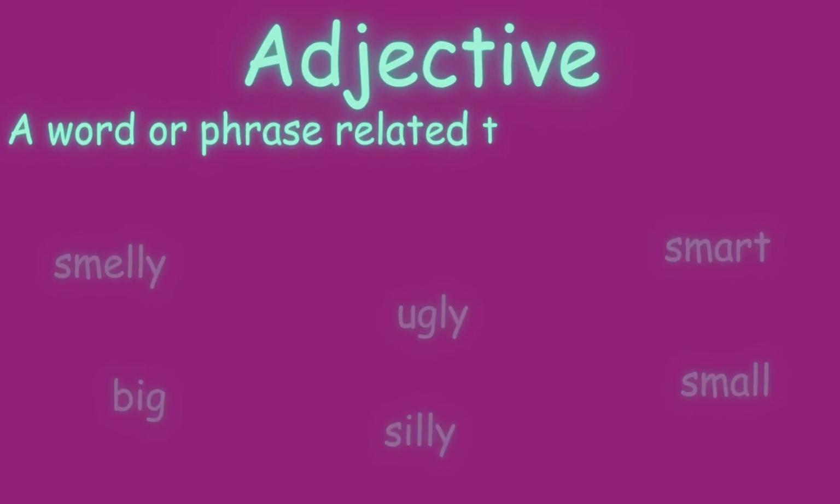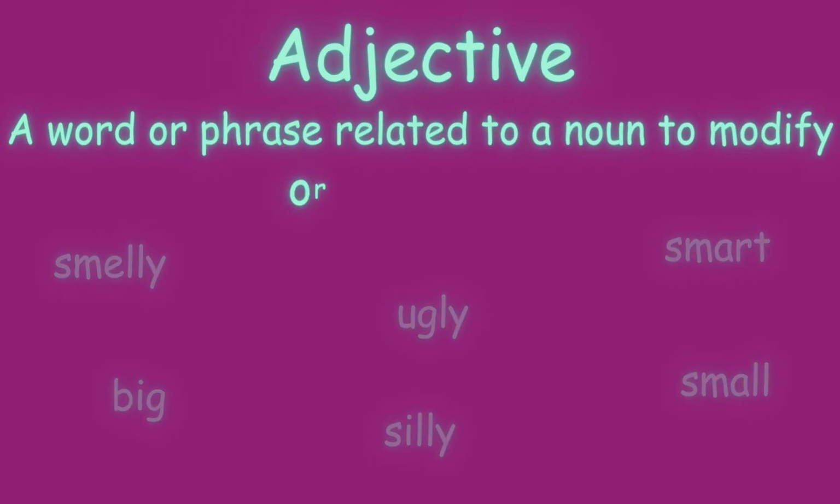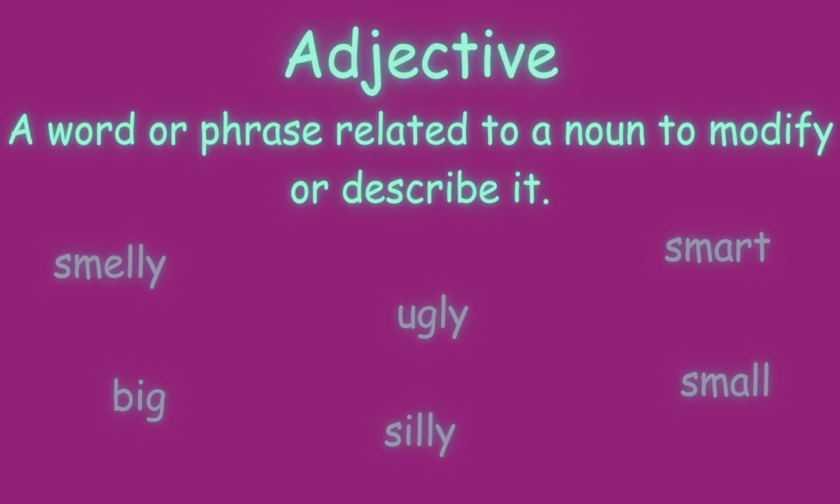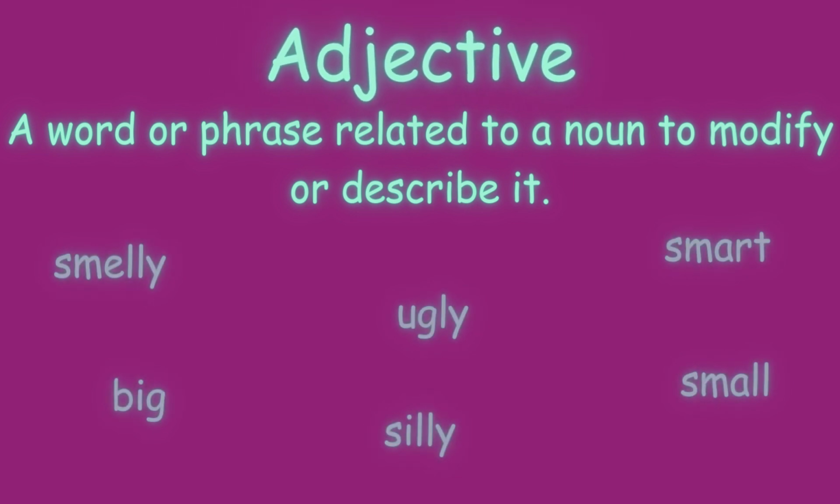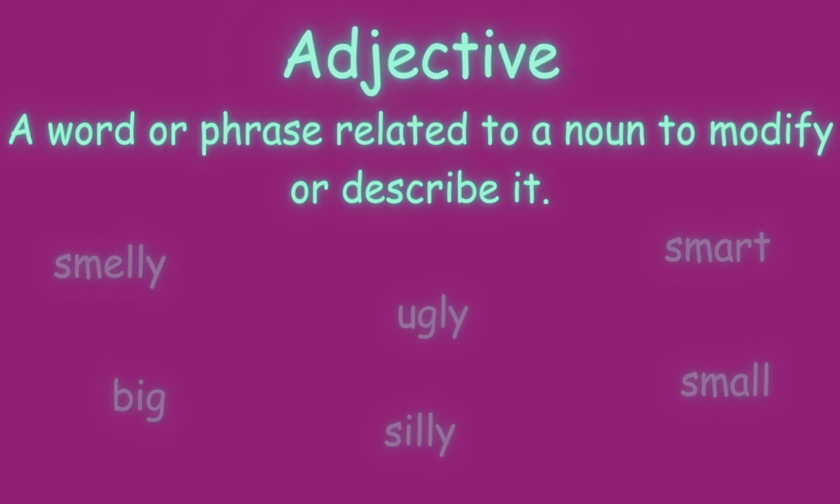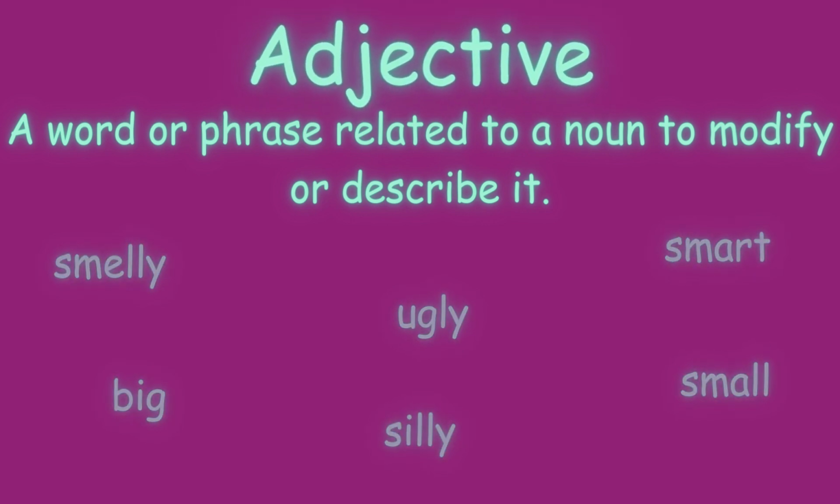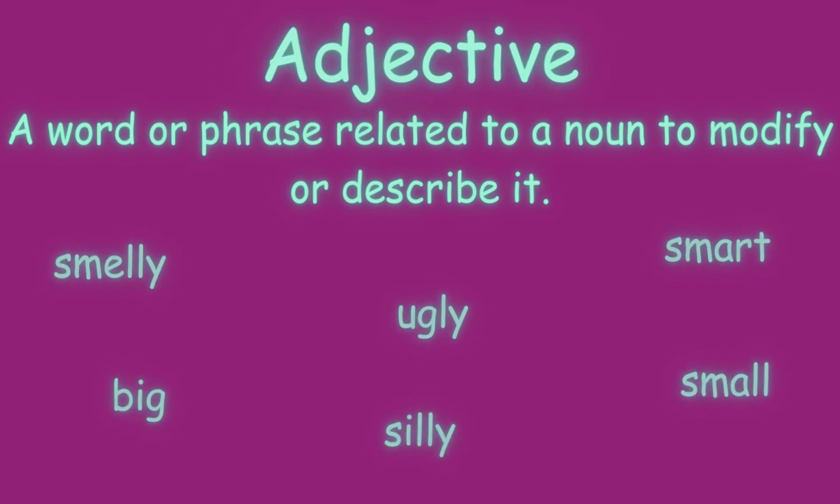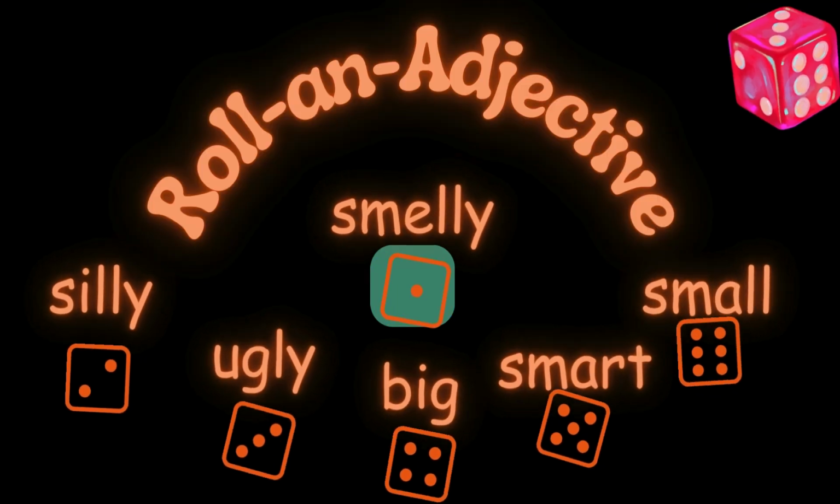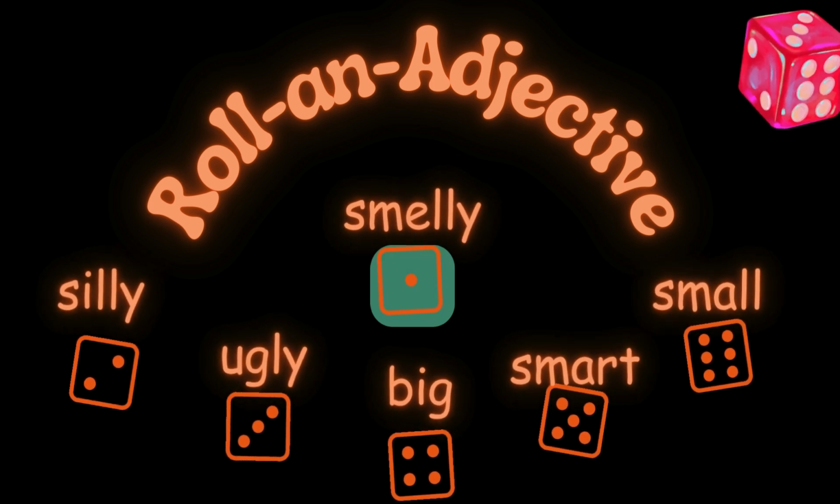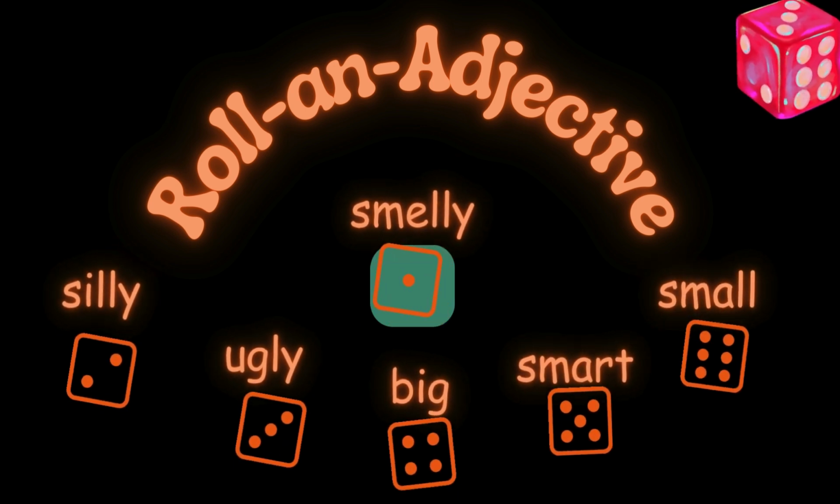An adjective is used to describe what kind or type of noun you're talking about. Remember, a noun is a person, place, animal, or thing. So, are we talking about an ugly cat or a big dog? What kind of noun are we talking about? Adjectives are so helpful in sentences and stories to help your readers visualize who or what we're writing about. The first time we rolled for an adjective, we rolled a 1 and got the word smelly.